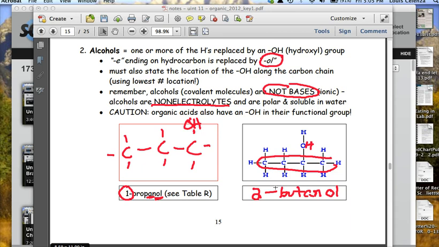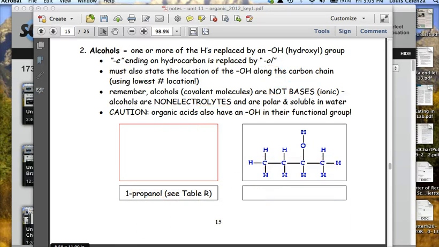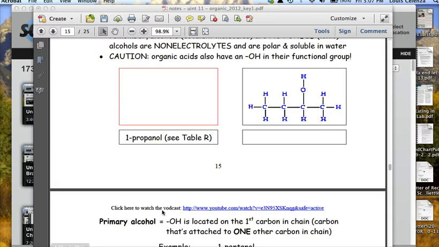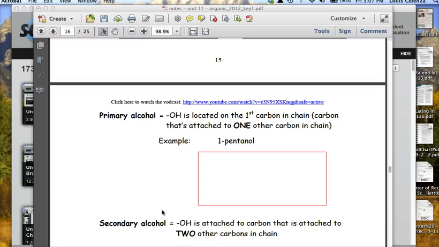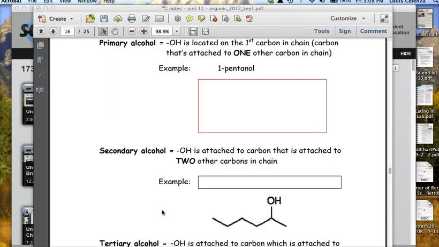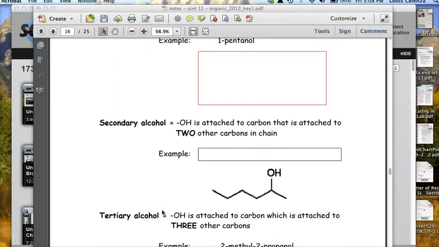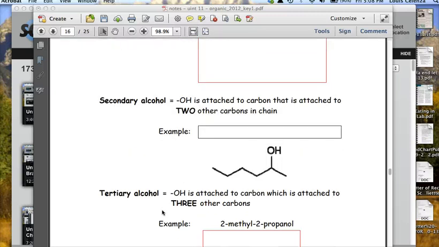And that is, in essence, how you name relatively simple alcohols. Of course, it can get more complicated than that because you can have more than one OH group. You can have 2, you can have 3. It also, as you see here, talks about things like primary, secondary, and tertiary alcohols. They never ask about those. You're never going to see those terms, primary, secondary, or tertiary alcohols.